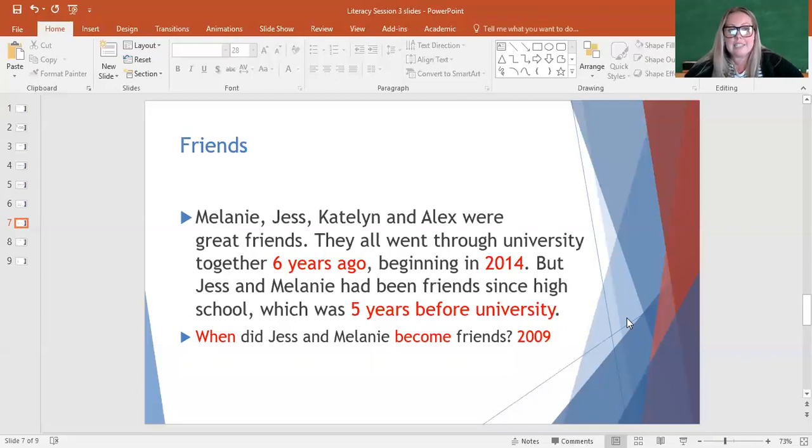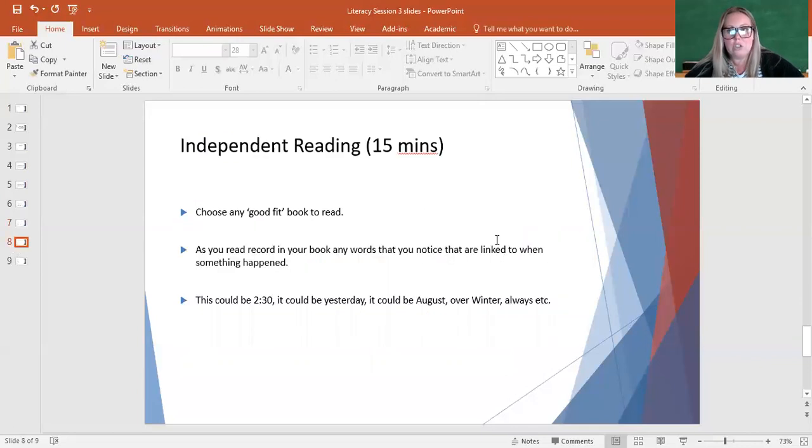All right, that's it for our introduction today. You are going to be moving on to independent reading now. For independent reading today, just like when we're at school, you'll be able to choose a good fit book for you. Remember, a good fit book could be a magazine, it could be a newspaper. It's something that you are interested in and want to read. So you're going to do your independent reading for 15 minutes.